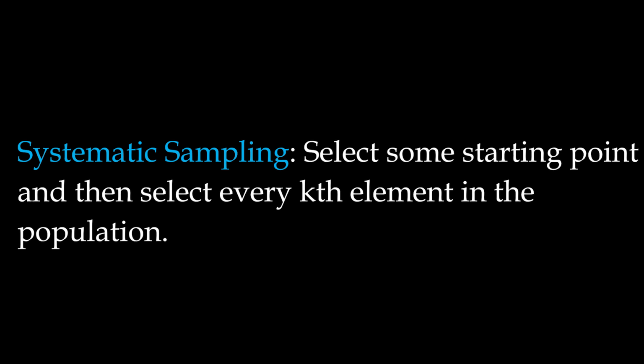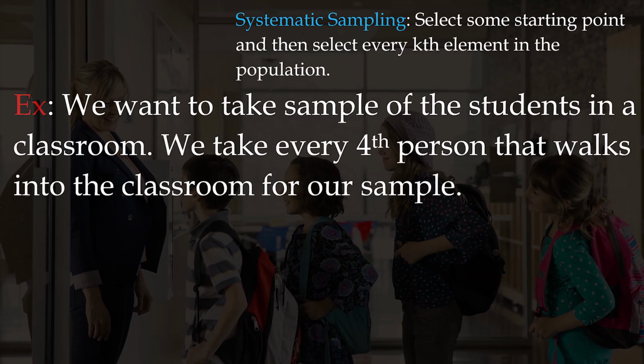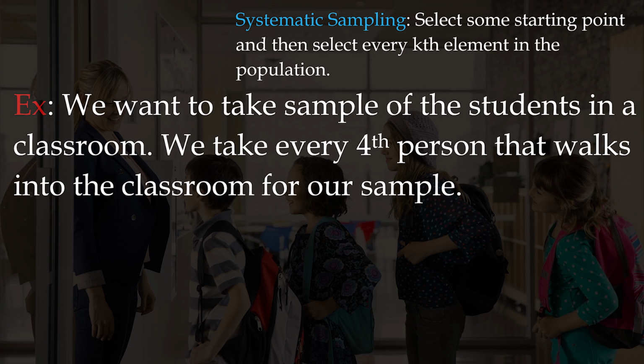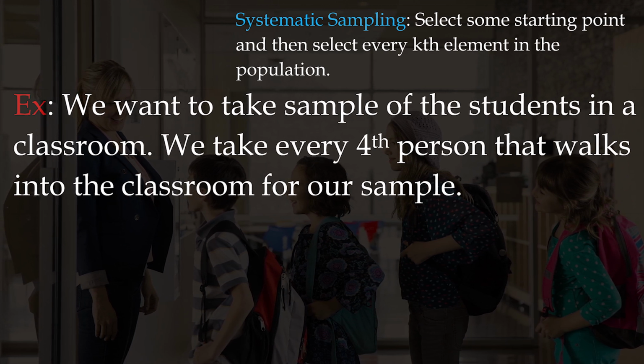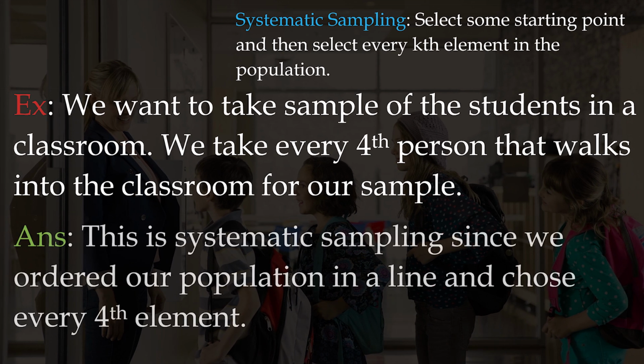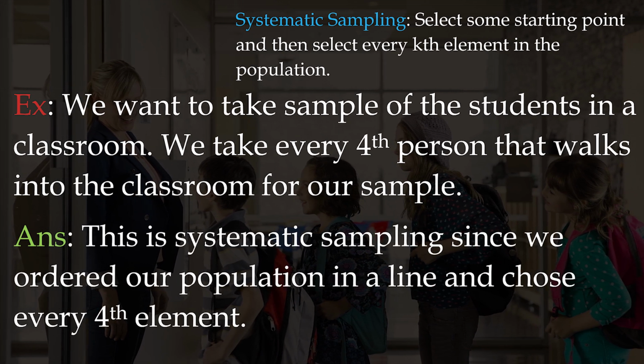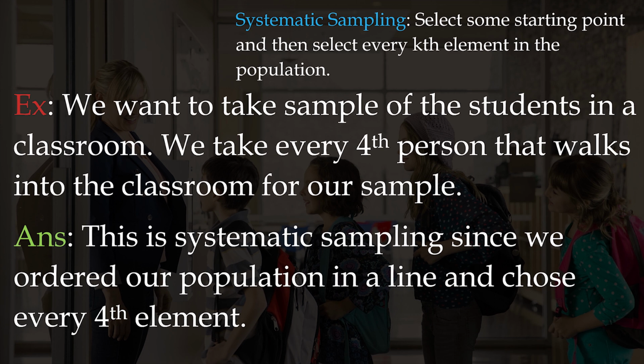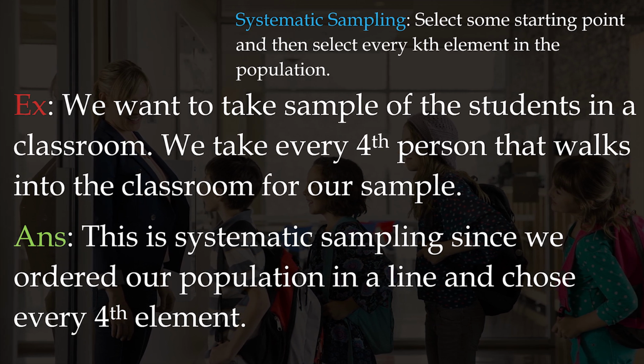For systematic sampling, select some starting point and then select every kth element in the population. This is systematic sampling since we order our population in some sort of line and we chose every 4th element.